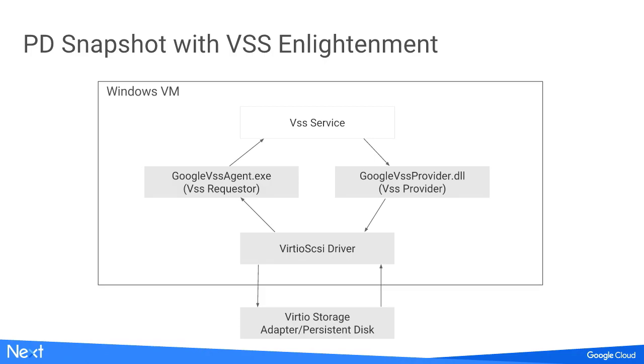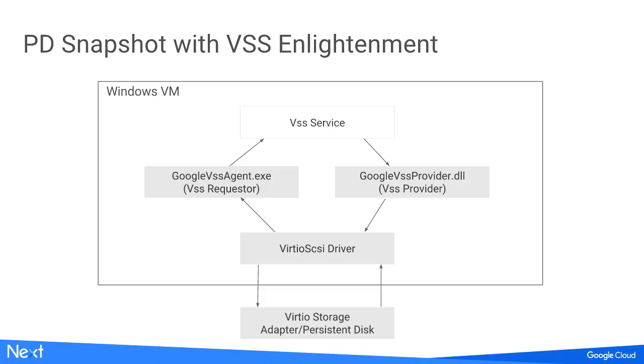Once the VSS service gets the confirmation from all the writers, including SQL Server, the VSS service will notify our Google VSS provider, saying, please take a snapshot. Our provider here will not take the snapshot. Instead, it will just send a notification to the VSS driver, the SCSI driver, and also the backend PD service to say, from the guest perspective, we are ready. We already coordinated our internal state. We are self-consistent. So you can go ahead with your snapshot.